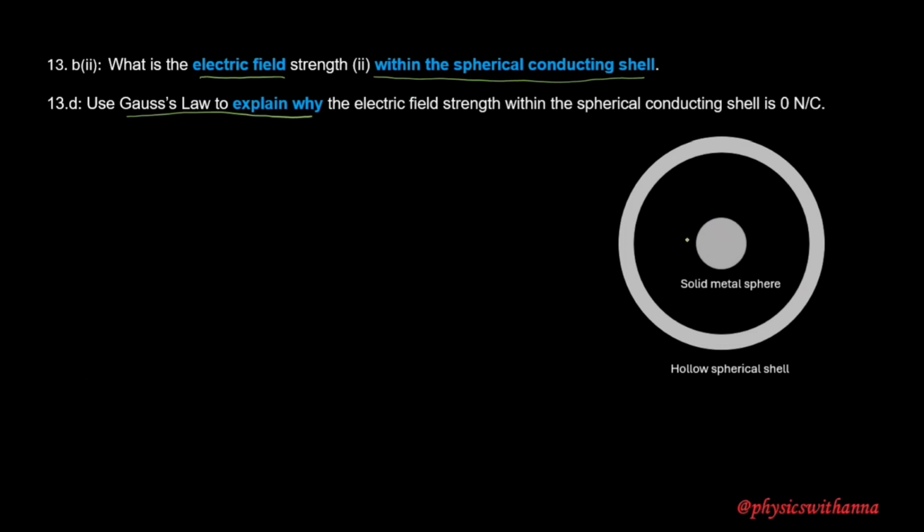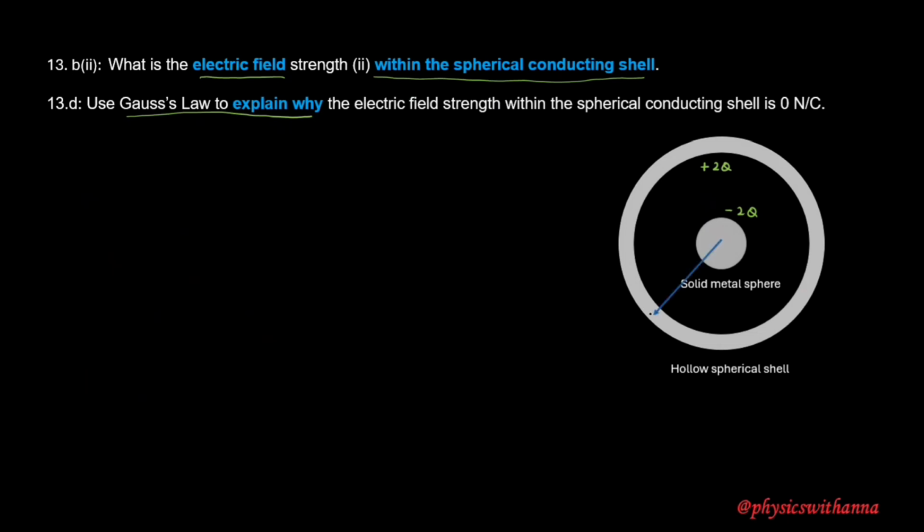So here we already know that charge on the solid metal sphere is negative 2q. And this metal sphere induces an opposite charge on the inner surface of the spherical shell. So charge on the inner surface will be positive 2q. We need to find what is electric field within the spherical shell. So let's take a point within the spherical shell.